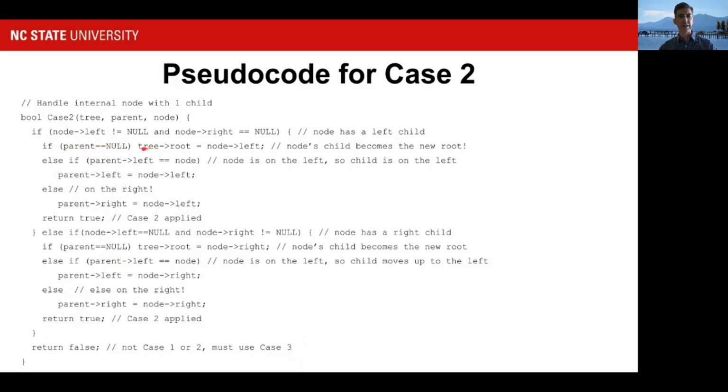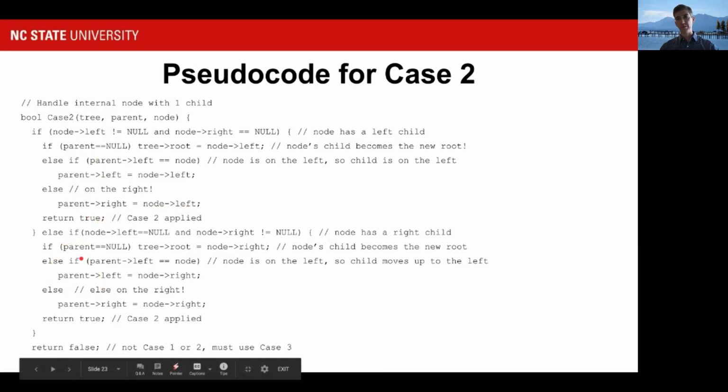So if the parent is null, then that means, again, I'm removing the root. And so now I just set the root to be the child that I just previously discovered. In this case, in this top part, the root is now the left child. Else, if I'm not removing the root, then if this node that I'm removing is on the left of the parent, then the parent's left pointer gets set to the child of the node, else the parent's right pointer gets set to the child of the node, which is on the left, right?